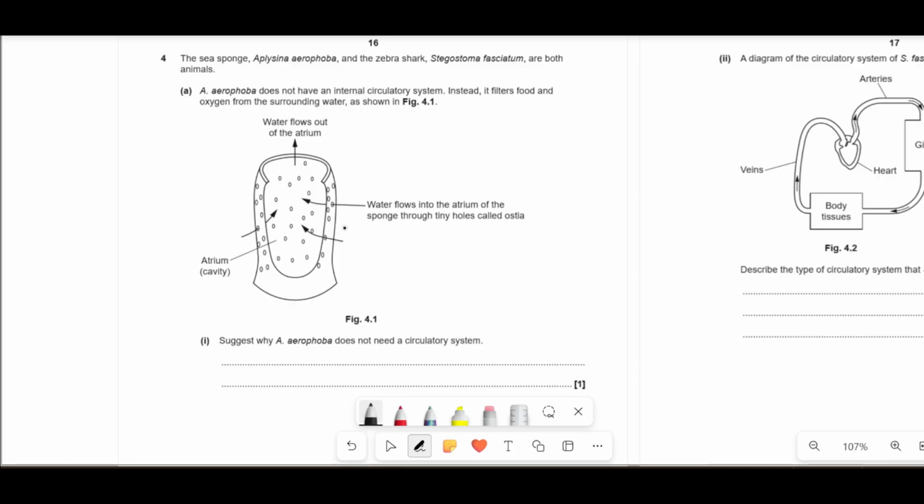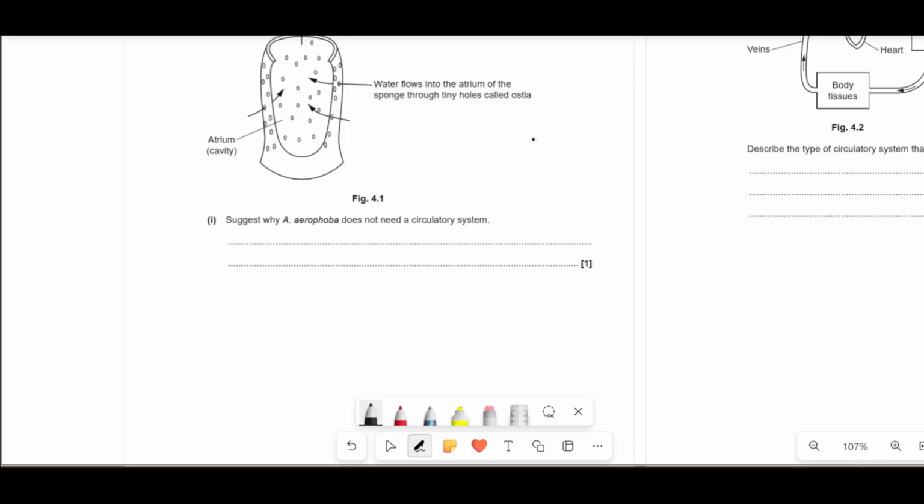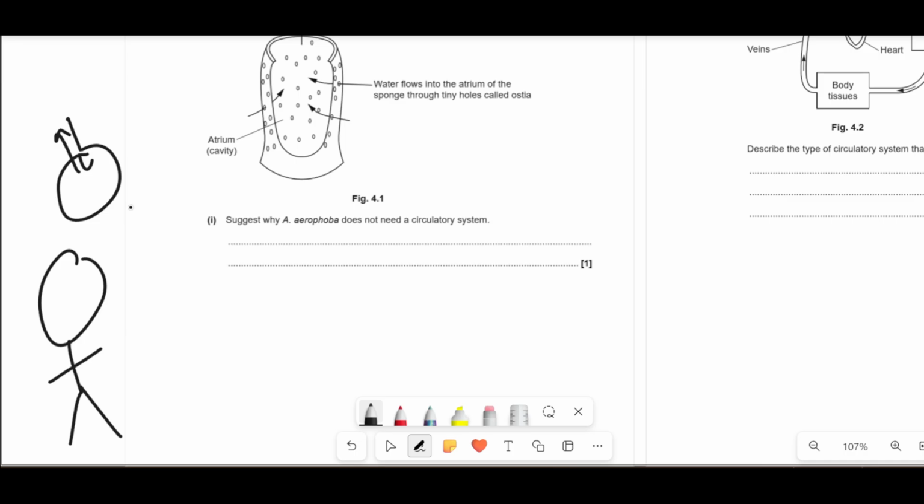So the cavity is the atrium. We've got water flowing into the atrium through these tiny holes called ostia, and then water flows out of the atrium. And to suggest why it does not need a circulatory system, well, the reason we have a circulatory system is that simple cells can just diffuse things in and out if they need, because they're just one cell. Whereas when you have a whole organism like us, it's got to get from the outside all the way to the inside and right into the core of us, and that's a very long diffusion distance.